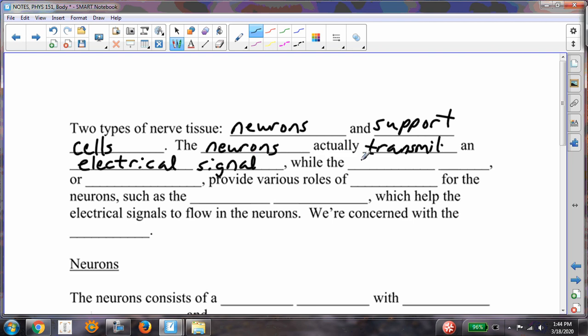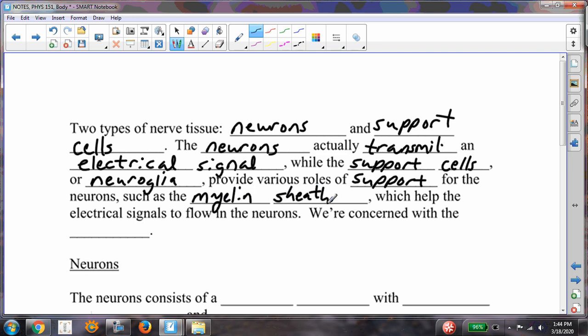So while the support cells are neuroglia, I don't know how to say this word. Maybe some of you do know. But the support cells provide various roles of support for the neurons, such as the myelin sheath. That's one of the support cells that you'll need to know. We'll get to that later. The myelin sheath will help the electrical signals to flow in the neurons. We're concerned mainly with the neurons.